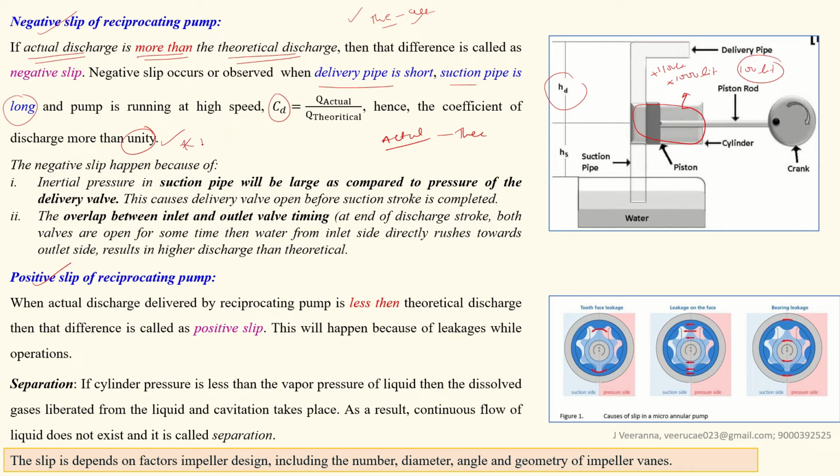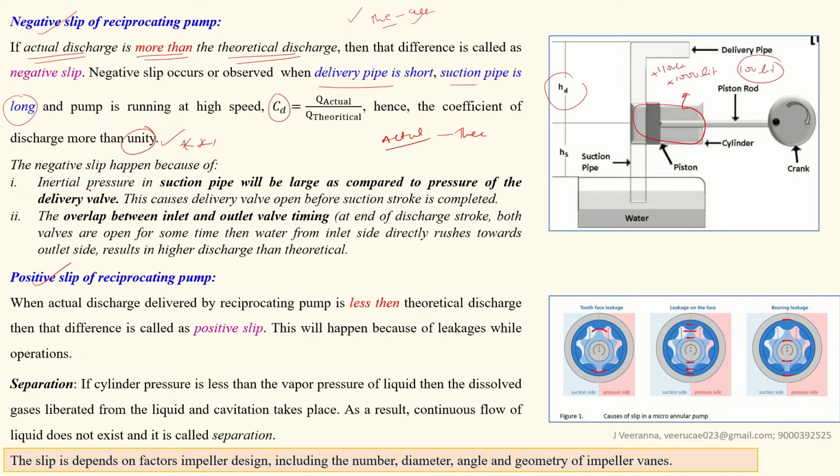So this is the most important question. In the negative slip condition, what is the coefficient of discharge? Is it lesser than 1, more than 1, equal to 1, or 0? That is always more than 1. Or, when will negative slip occur? Option A, delivery pipe is short; delivery pipe is long; delivery pipe is neglected. All such types of questions may be asked.